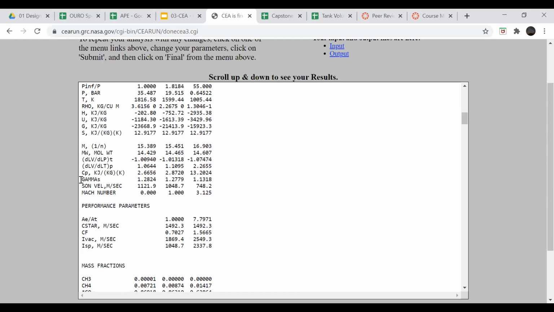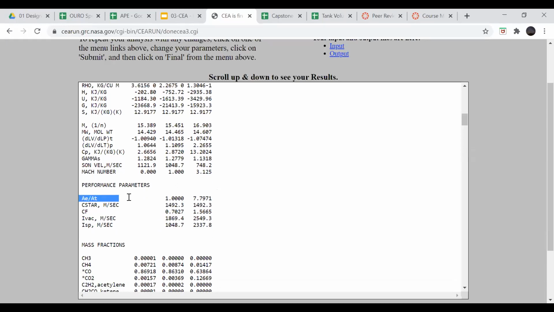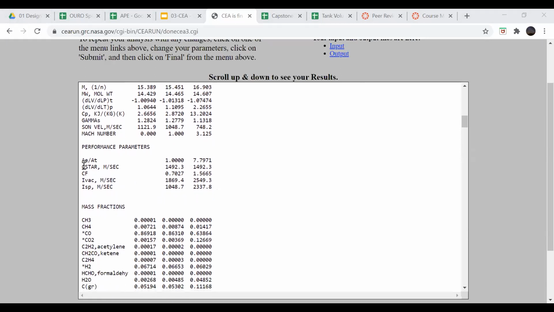And then specific heat ratio. Sonic velocity is something that we care about. Mach number is another thing that we care about. Mach number is basically the ratio of local velocity to the sonic velocity. So if you have these two, you know what the flow velocity is at that point. And then other stuff, the area ratio. So this is the throat area, or exit area over throat area. Some other stuff that I'm not sure about.